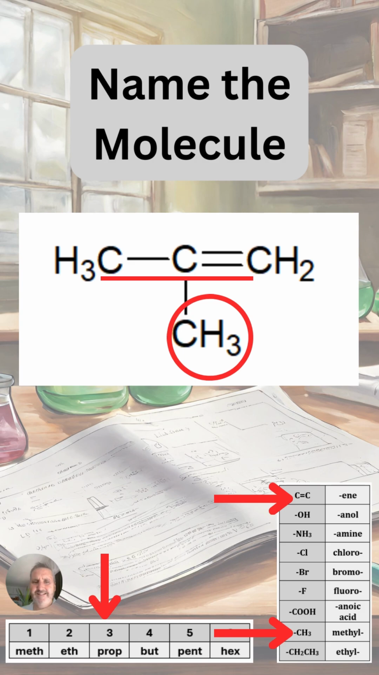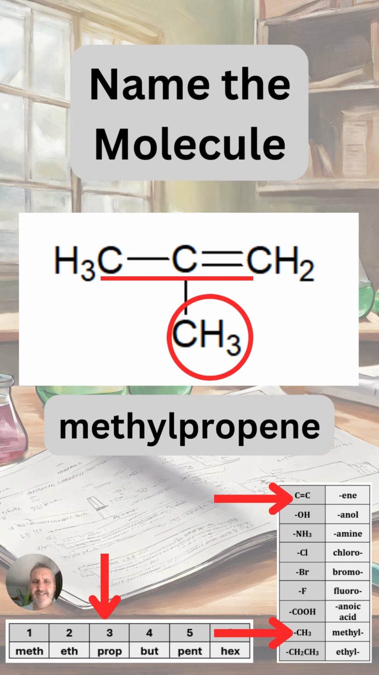The methyl group can only ever come off the middle carbon, because if it came off any of the first carbons, it would then be 4 carbons in a row, and this would be called butene. So we don't need to give a number for this methyl group, and this molecule is just called methylpropene.